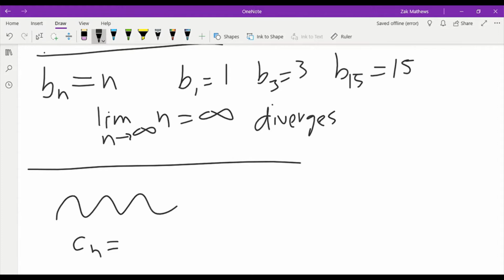equals cosine of n. Well, as n gets bigger and bigger, this thing just continues to go up and down, up and down, up and down. So this one also fails to converge. It doesn't go to a single value. It diverges.